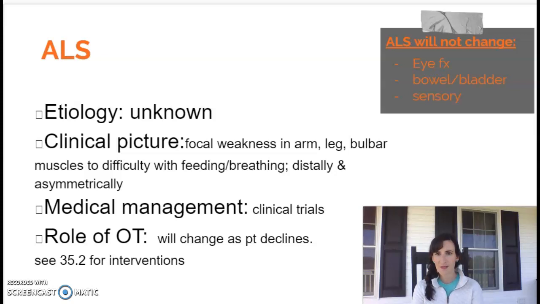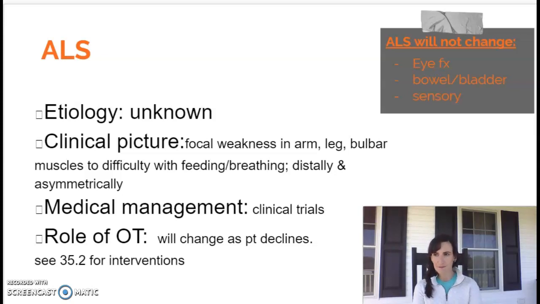And then up at the top there, you see that I put ALS will not change their eye function, their bowel and bladder, or their sensory. And so that is pretty unique, and it's good to remember. So the client that I had that was in stage ALS, she still had complete eye function, and so she was able to use a communication device with her eyes, and that was really effective for her, and it allowed her to have some control that way. So that was really neat.